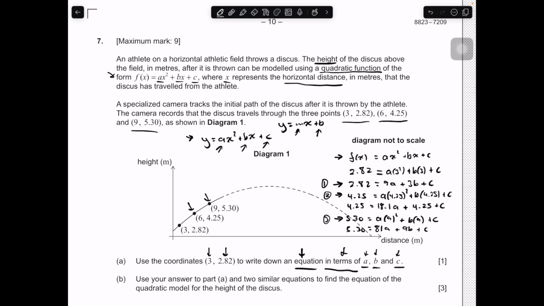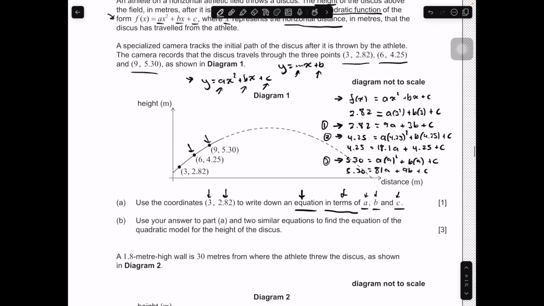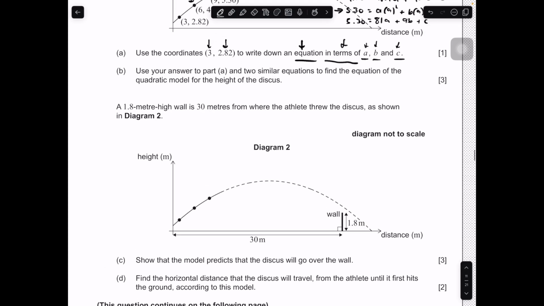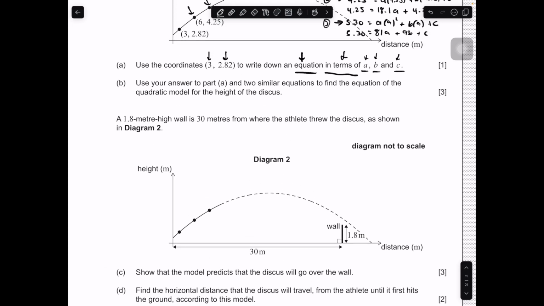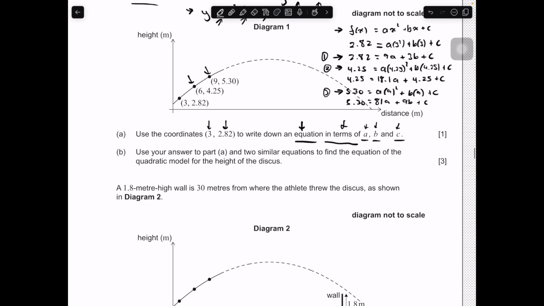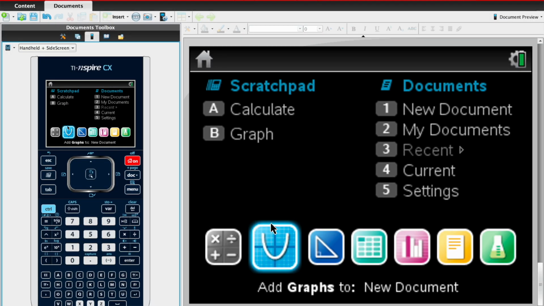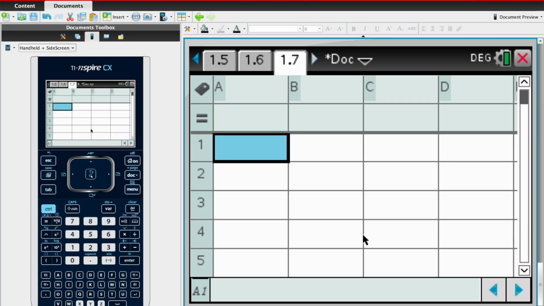And so how do we do this? I'm actually going to show you the easier way first. So this is a 3-mark question. It's a 9-mark question altogether. You can potentially solve this using simultaneous equations, but I'll show you an easier way to actually solve this. Okay, so let's go back to the calculator screen.